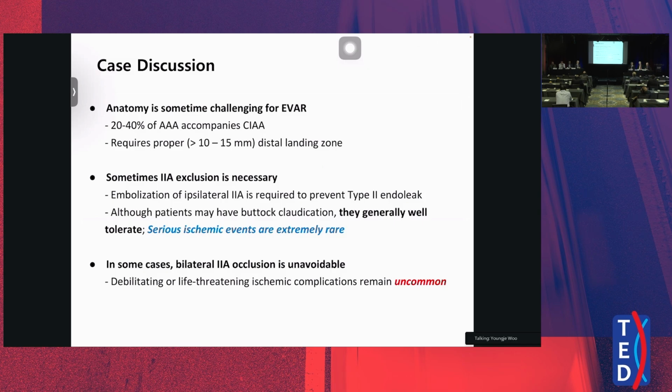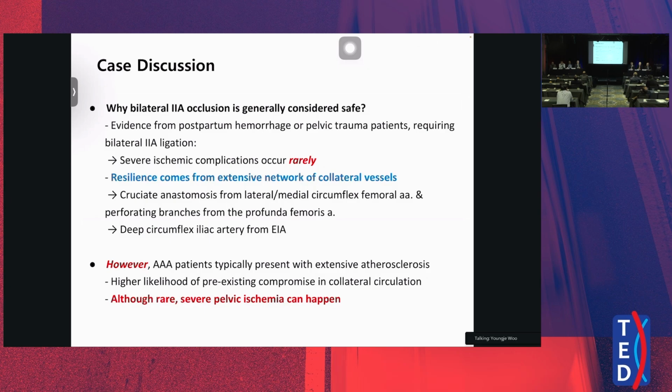Concomitant iliac aneurysms are pretty common in AAA patients, and they complicate the distal landing zones. In these cases, internal iliac exclusion is often necessary to prevent type 2 endoleaks. But while many patients experience buttock claudication, they generally tolerate bilateral exclusion well. So serious ischemic events like this case are extremely rare. But why is it usually safe?